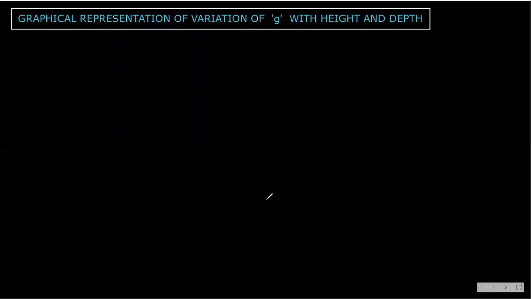So let's start. In today's class, what are we going to learn? Graphical representation of variation of g, that is acceleration due to gravity, with height and depth. In the last classes, we have learned two formulas: one is g_h, one is g_d. Who will tell me the g_h formula first?